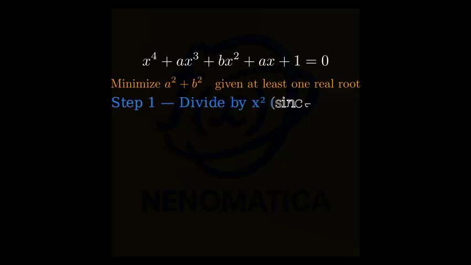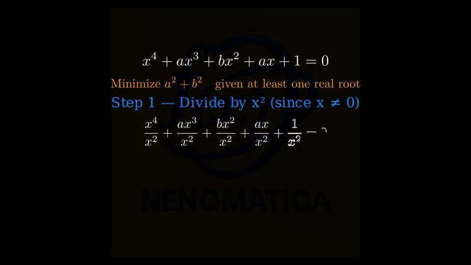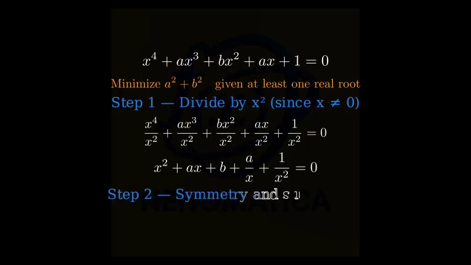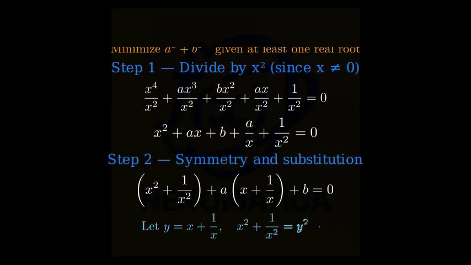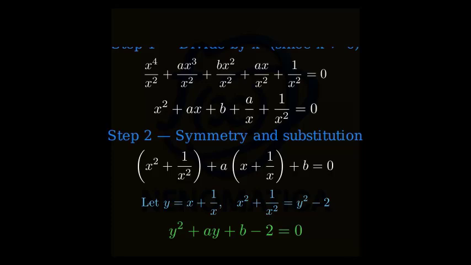Step 1. Note that x equals 0 is not a root because the constant term is 1. So we may divide the equation by x squared. This gives x squared plus ax plus b plus a over x plus 1 over x squared equals 0. Step 2. Group symmetric terms and substitute. We set y equal to x plus 1 over x. Then, using the identity x squared plus 1 over x squared equals y squared minus 2, we obtain a quadratic in y. y squared plus ay plus b minus 2 equals 0.